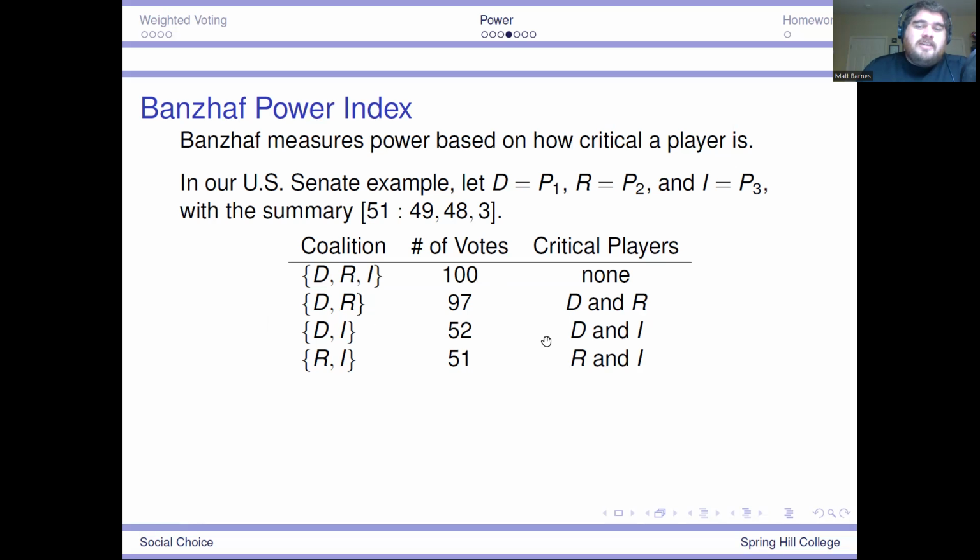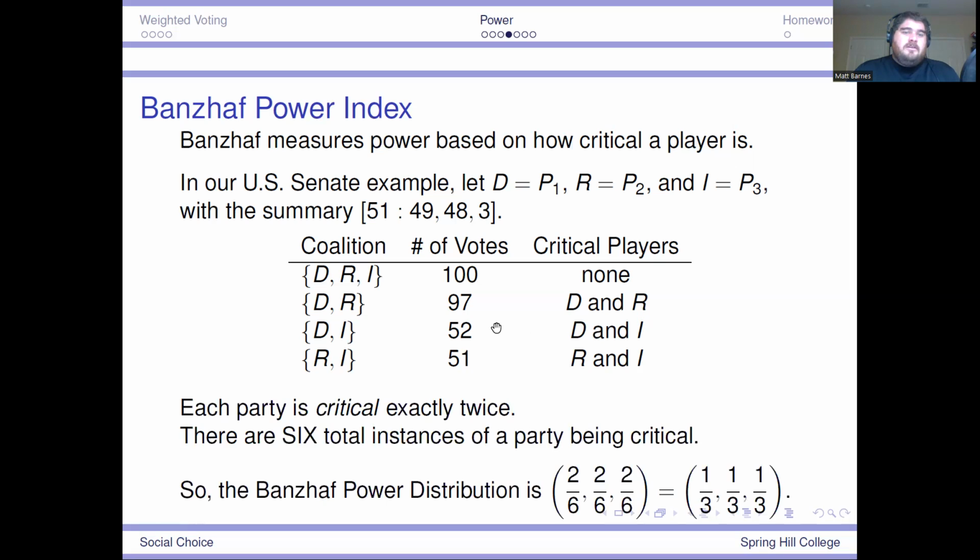And we can use the same logic down here, right? In both of these, if either party leaves, right, suddenly that ceases to become a winning coalition. So in this second one, both the Democrats and independents are going to be critical as well. And then in this last one here, the Republicans and independents are both critical as well. So each party ends up being critical twice in this scenario, and we have 6 total times where we have a critical vote.